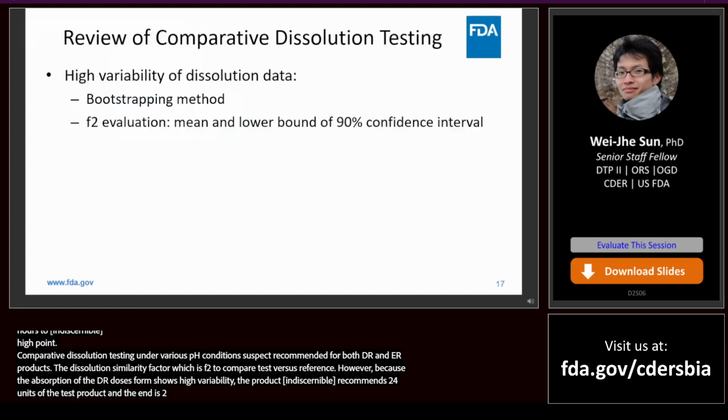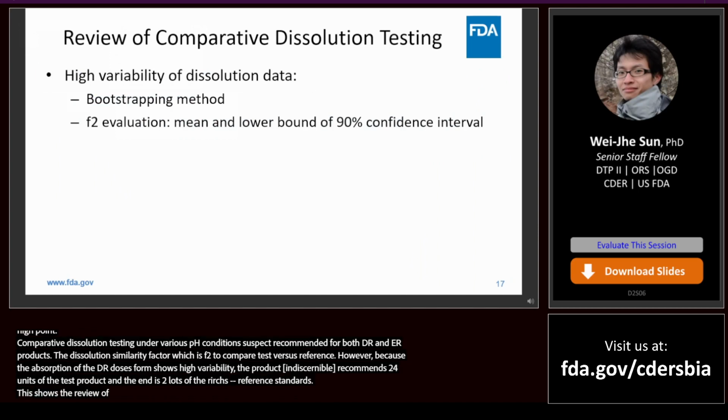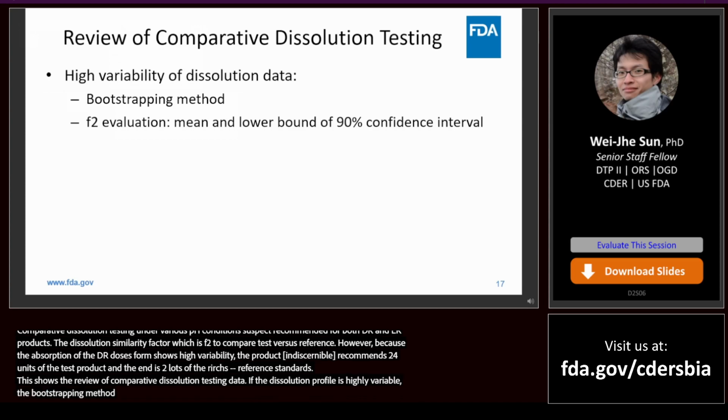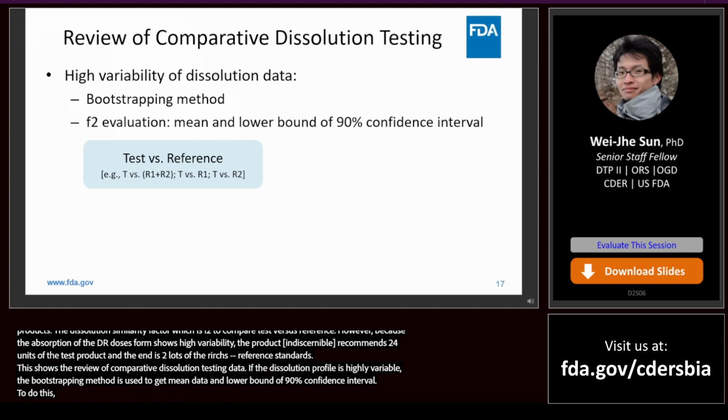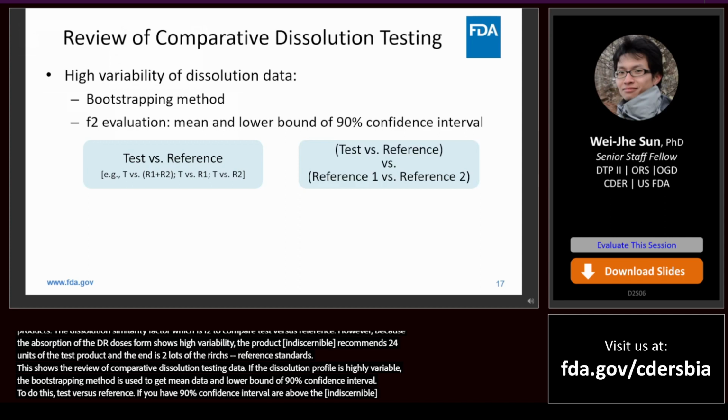This slide shows the review for highly variable dissolution data, which is the mesalamine DR product. If the dissolution profile is highly variable, the bootstrapping method is used to calculate mean data and the lower bound of the 90% confidence interval of the F2 values. To do this, first, it can compare test and the reference. If both mean data and the lower bound of the 90% confidence interval are above the acceptable limit, then the dissolution result meets the acceptance criteria.